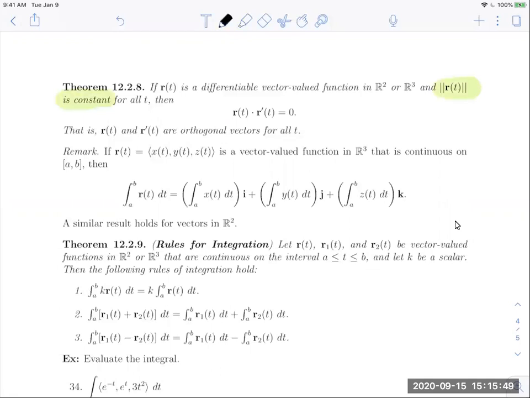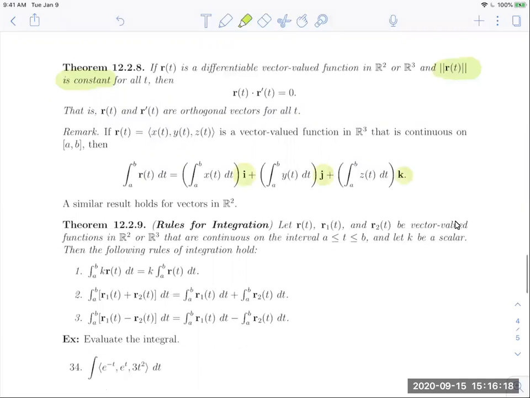We have a further remark here that says if your vector valued function is continuous on an interval from A to B, then if you're taking the integral of a vector valued function, it's the same as just integrating each component function independently. And again, making sure to write your final answer as a vector. So that ijk is important. You can also use the angle bracket notation. So this remark is written in terms of 3-dimensional functions. A similar result holds in 2 dimensions.